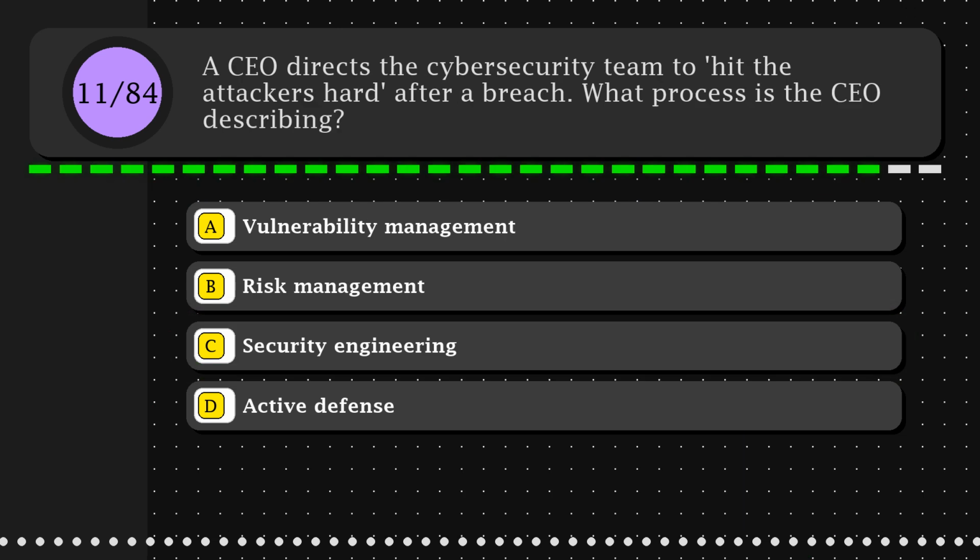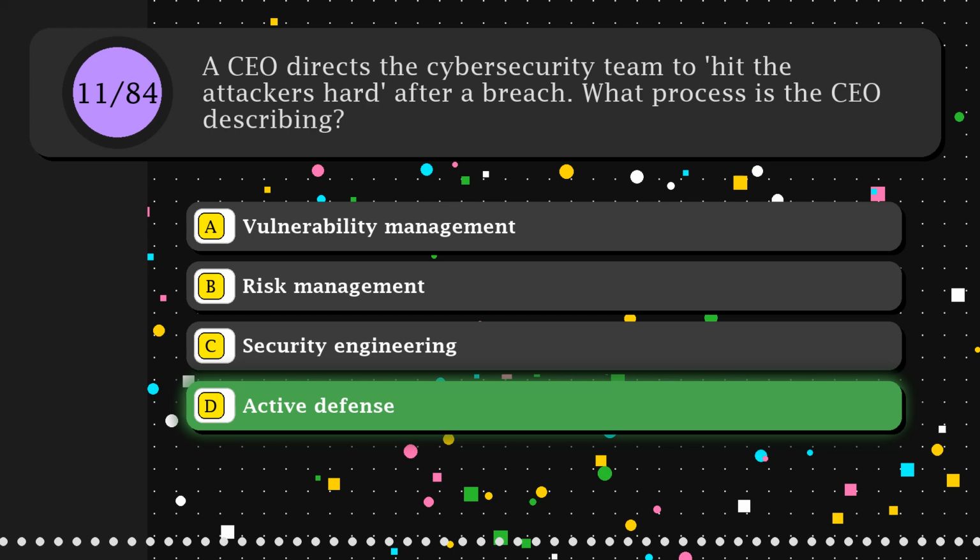Question 11. A CEO directs the cybersecurity team to hit the attacker's heart after a breach. What process is the CEO describing? Option A. Vulnerability management. Option B. Risk management. Option C. Security engineering. Option D. Active defense.